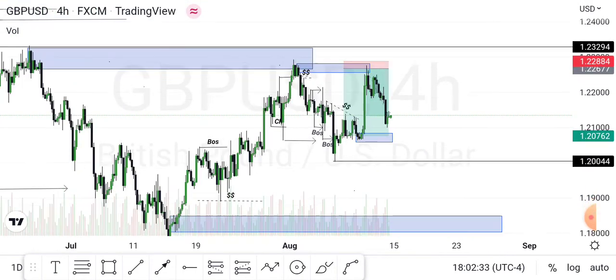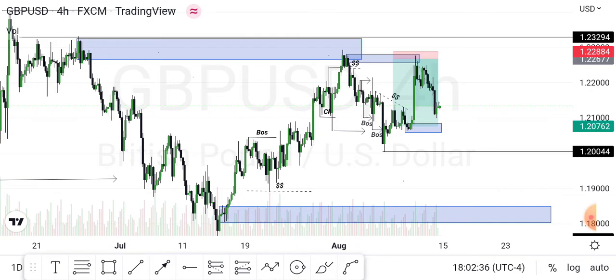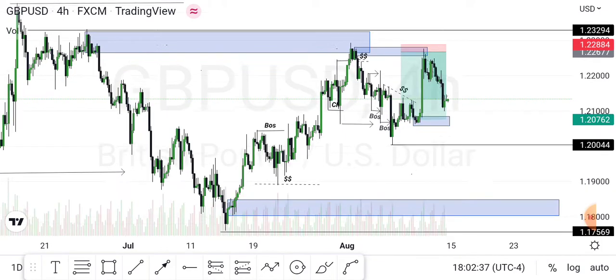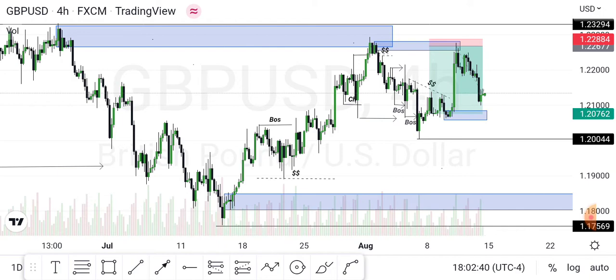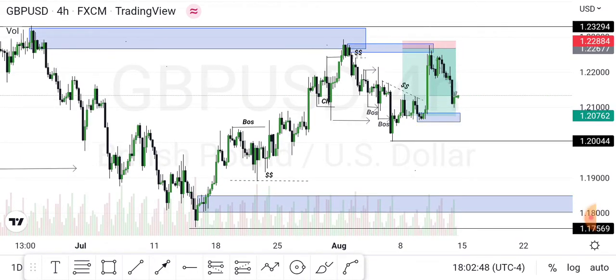So now, like I said, the same scenario keeps happening. What scenario keeps happening? Price. Like I said in some of my previous videos, liquidity is the fuel for price. Price will always want to grab liquidity and inducement for movement.